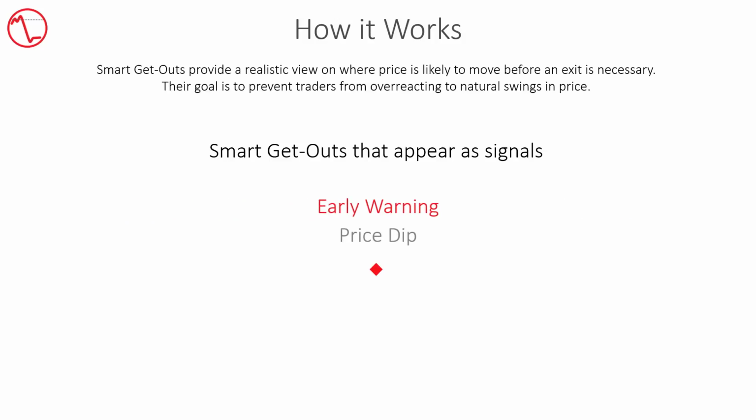Early warnings identify when a downward movement in price may occur during an upward trend. In other words, they identify a price dip. Imagine knowing the price is likely to move down days before it even happens, giving you enough time to prepare for the movement, because that's exactly what the early warning signal does.